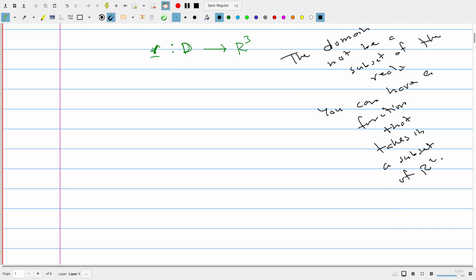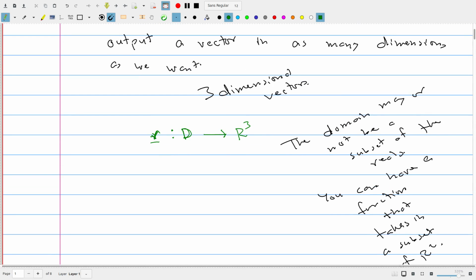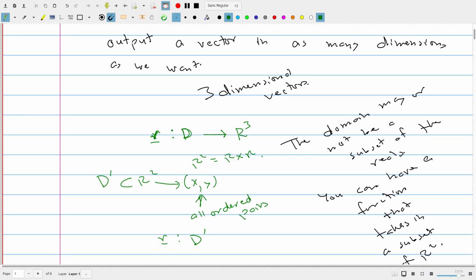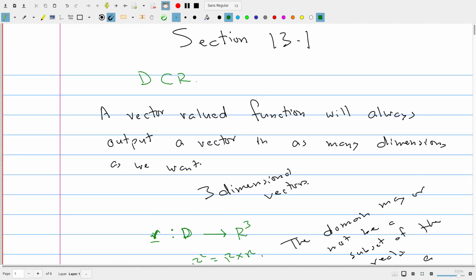So let D prime be a subset of R2, meaning all ordered pairs of this form. These are called ordered pairs. This R2 is the Cartesian product of R and R. So it could be that R takes in D prime and spits out R3. That could also be the case. However, we'll not consider that case here.